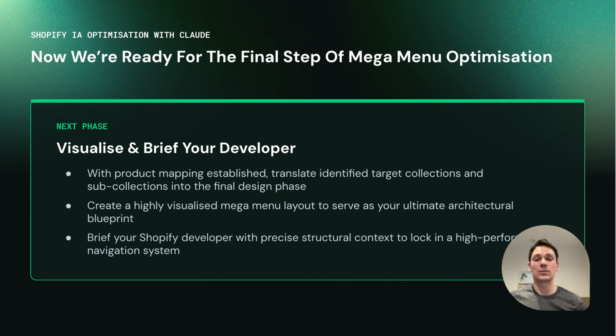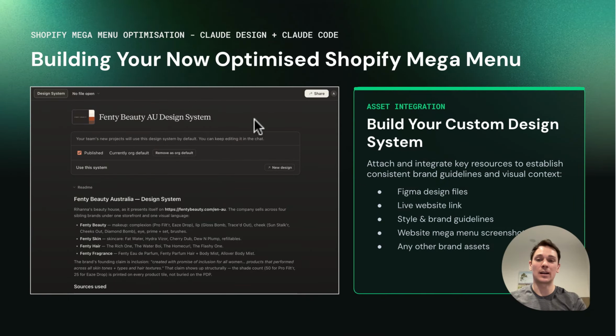So building your design system, basically I created a Fenty Beauty Australia design system. I didn't have much access to any of their custom files. So I basically just used their Figma, their live website link and their existing mega menu screenshots. But if you have access to additional context and different files, you can use things like Figma design files, your style and brand guidelines, or any other branded assets that you might have as well.